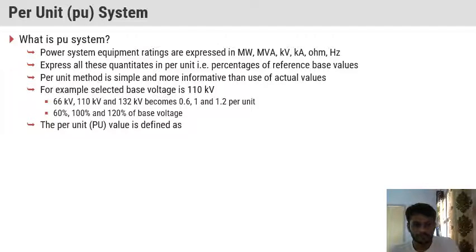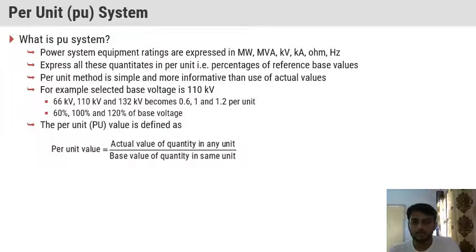So how is the per unit system value defined? Per unit value is equal to the actual value of a quantity in any unit, unit doesn't matter, divided by the base value of the quantity in the same unit.